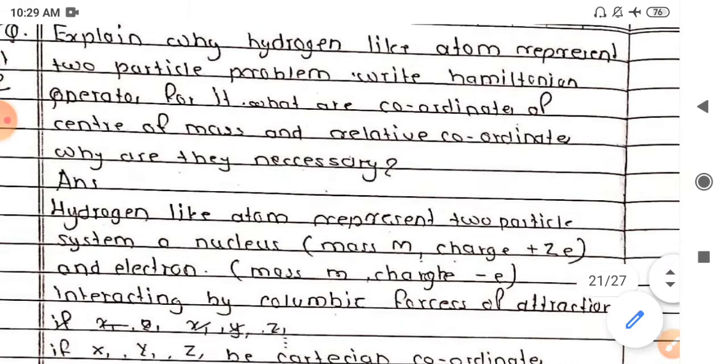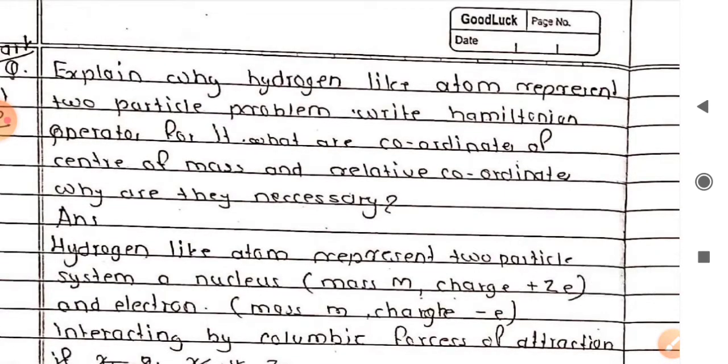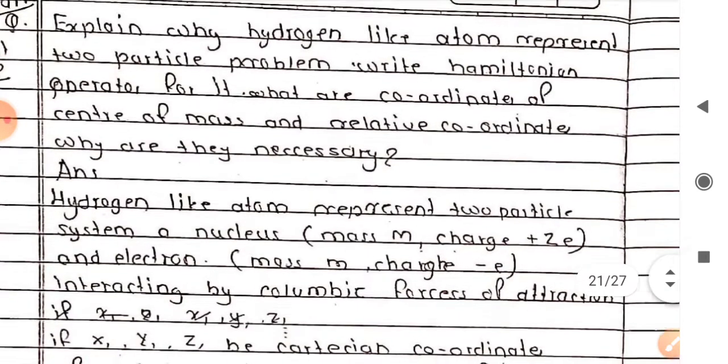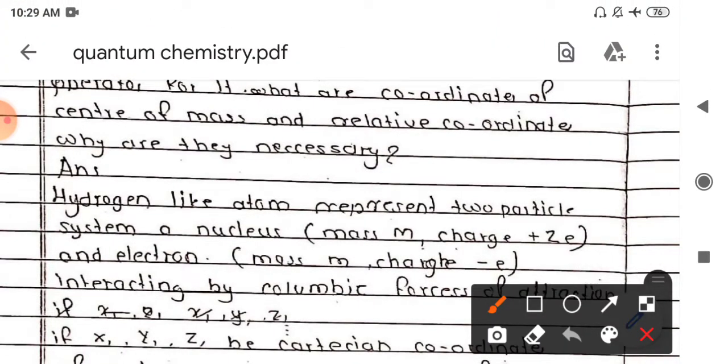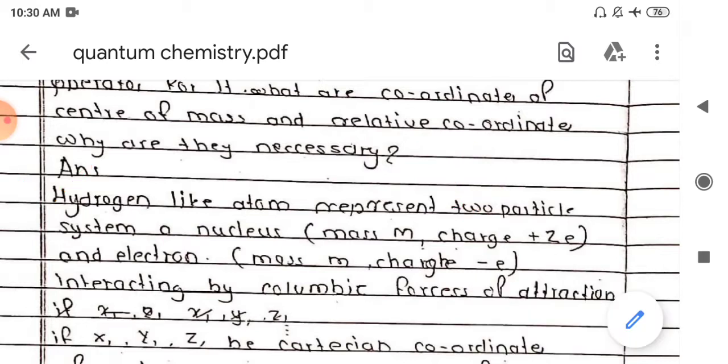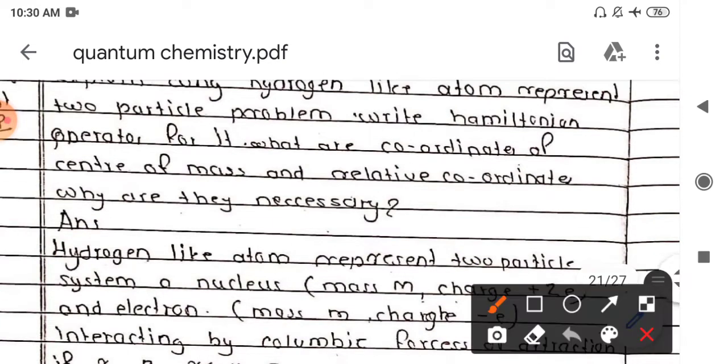Here there is one extra problem. Previously we dealt with the theta equation and the phi equation, so there we had to solve two equations. Now one extra term arises, due to the internuclear distance, which is r. So again we have to solve one extra equation, the R equation.